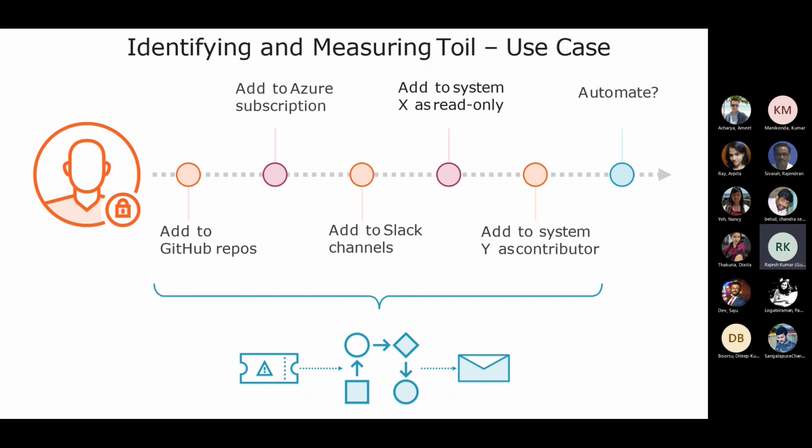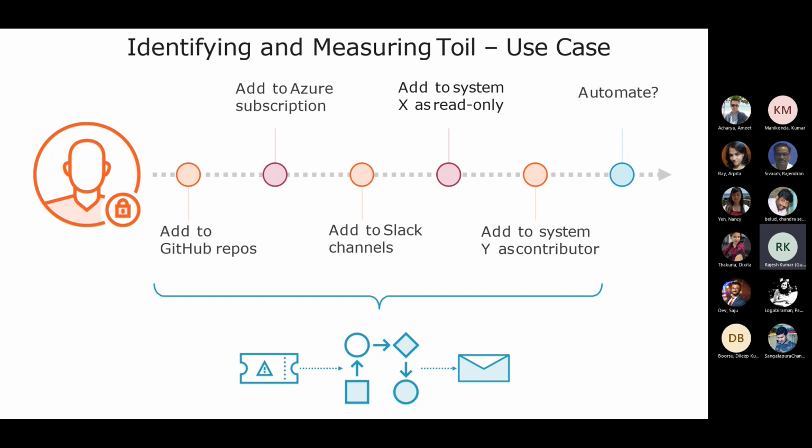Yes, so there's some process to identify and measure toils. You look at this here. This is one of the use cases, one of the tasks which we have. See here, one user has been introduced in the system, let's say a new joiner. So what needs to be done? Manually, let's say I am joining your team tomorrow. I will say, hey guys, can you add my access to your system? Then you'll do something like this.